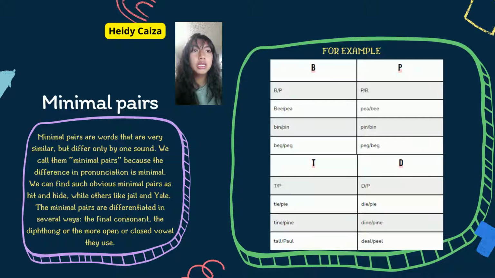The final consonant, the diction, or the more open or closed word they use. For example, B and P, pin and bin, bet and pet. In other words, T and D, tie and pie, time and pine, tell and dell.